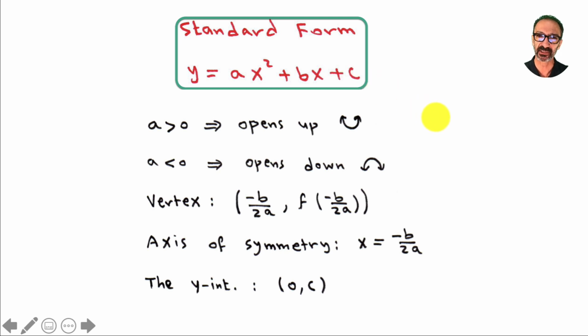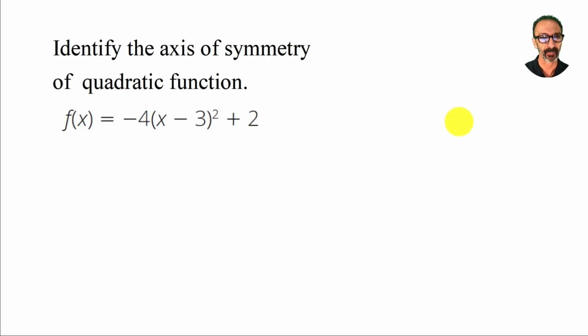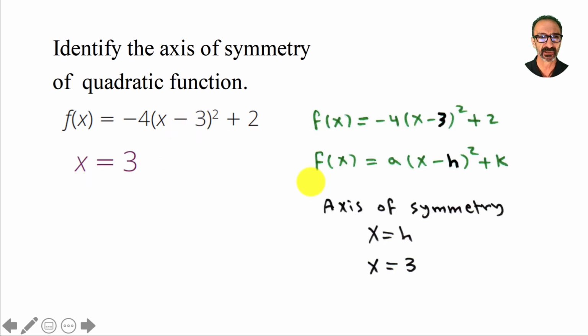Let's do some practice problems, and I'll do more examples with graphs next week. Here's a quick example. This is a vertex form, and all they want is the axis of symmetry. The answer is 3 right here. Let me show you more details.